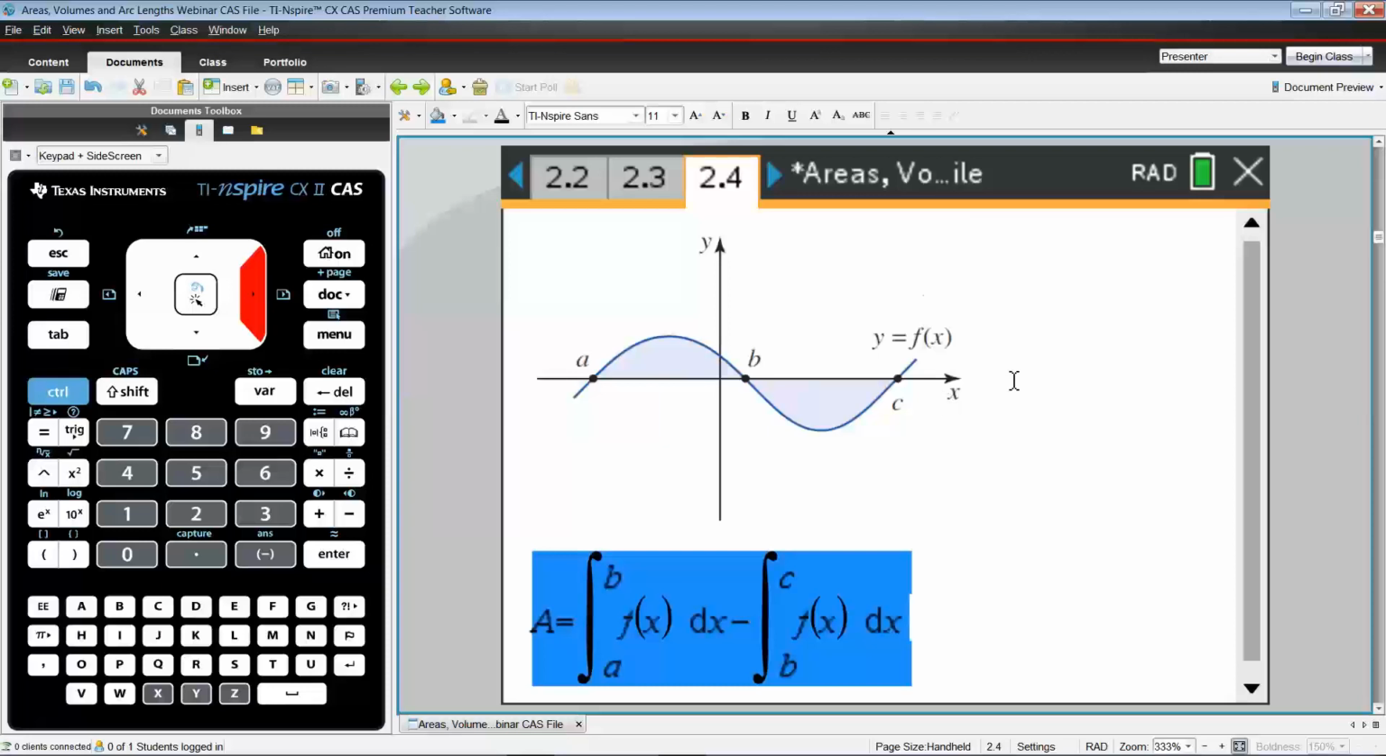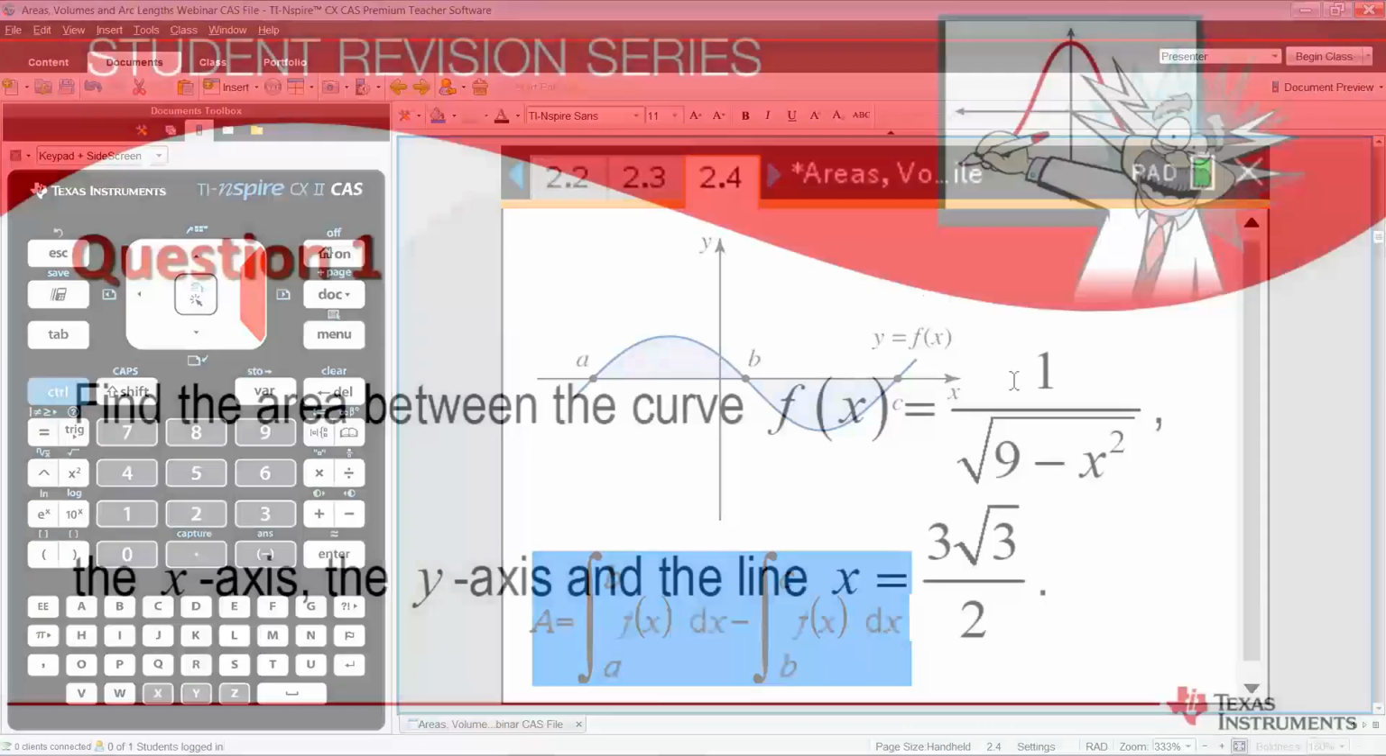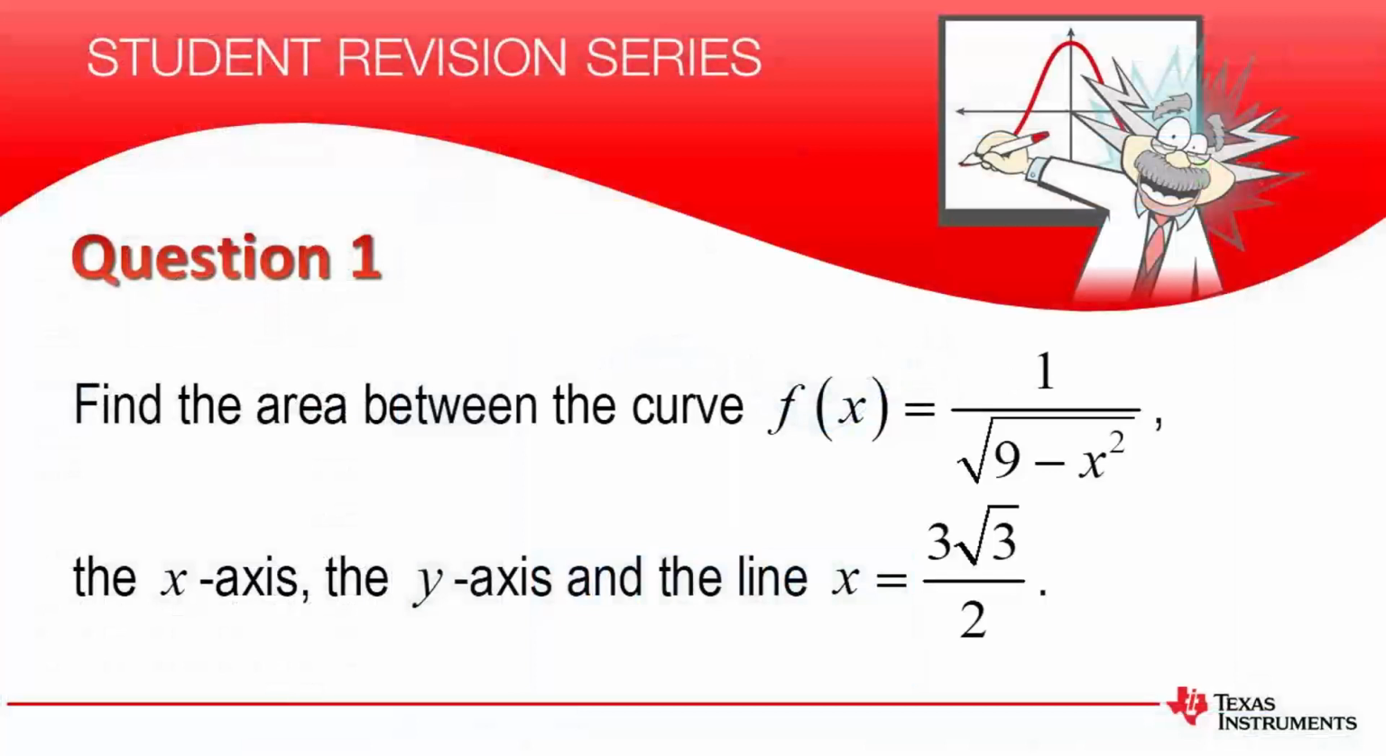Okay, so that's the basic theory behind the areas between regions and the x-axis. Let's look at our first exam-style question, where we get to try out this theory and see it in practice. Here's our question. Let's find the area between the curve f(x) equals 1 over root of 9 minus x squared, the x-axis, the y-axis, and the line x equals 3 root 3 over 2.